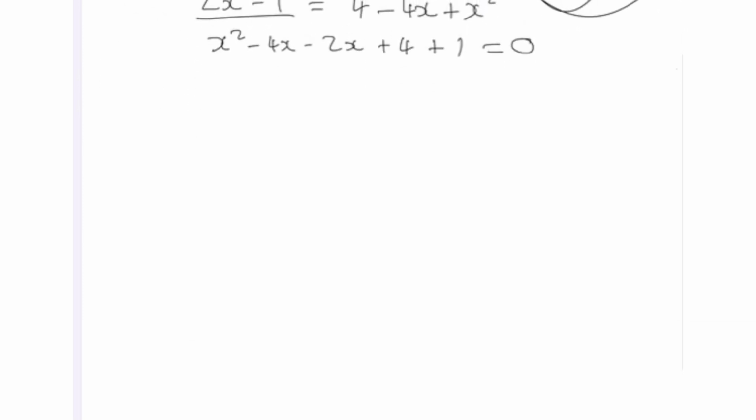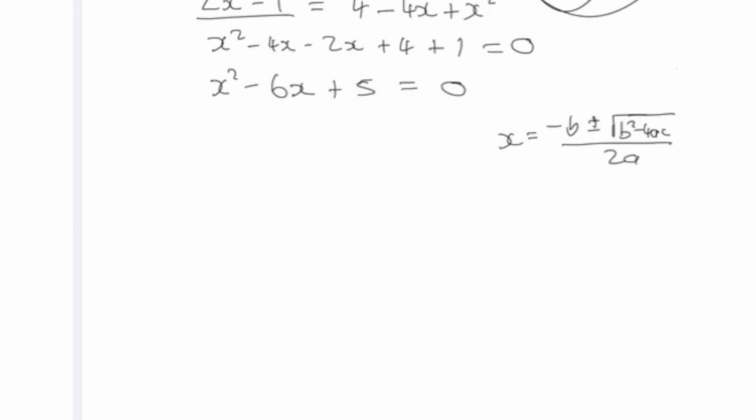Now we're going to have our x squared minus 6x plus 5 equals 0. When you are here, you notice that your coefficient there is 1. You can proceed solving by the formula x equals minus b plus or minus square root of b squared minus 4ac over 2a.